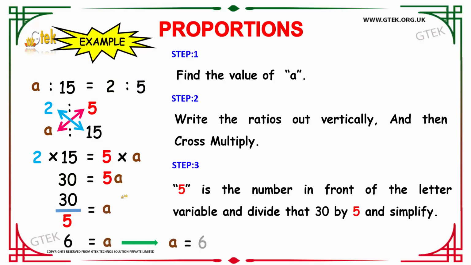Step 3 is nothing but the term 5A. In this term, 5 is the number in front of the letter, that is the variable A. So we need to divide 30 by it and simplify. So 30 is there, and if this 5 comes to that side, it will be in terms of division. On cancelling, 5 and 30 give 6 as the answer. So the value of A is 6. This is one such example of finding the proportion and getting the value of a variable.